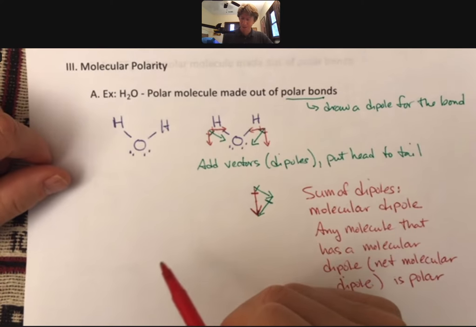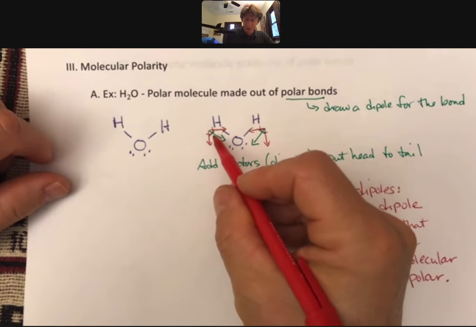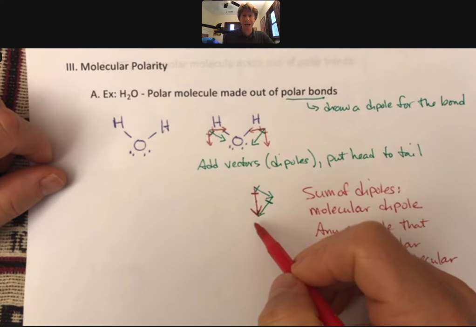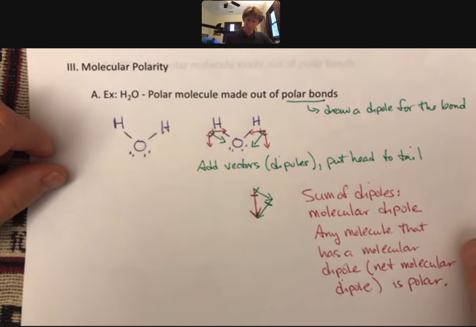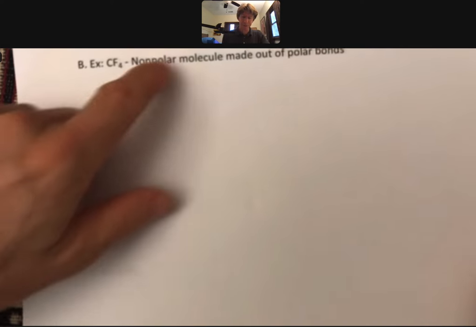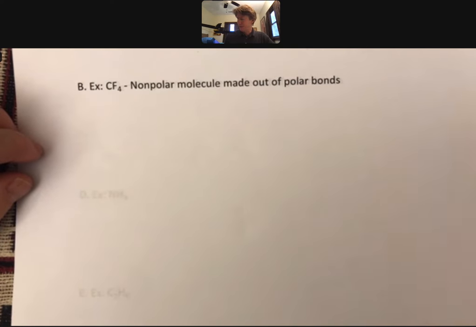Okay? So your conclusion here is that water has polar bonds and is a polar molecule because the dipoles do not cancel out. So please write that. Water is a polar molecule. It has polar bonds, and the polar bonds do have a molecular dipole. Please write that down. Now, I think the next page is going to be an example of a non-polar molecule made out of polar bonds. And let's do that process.